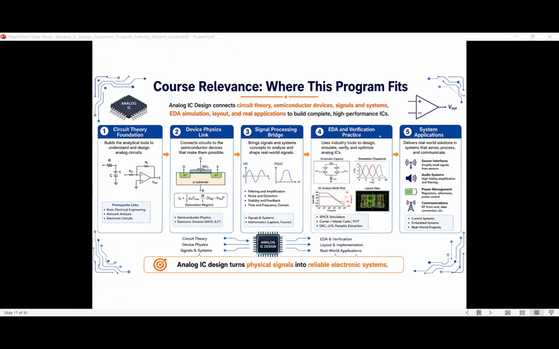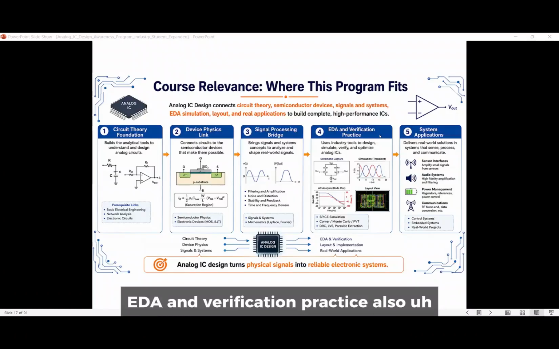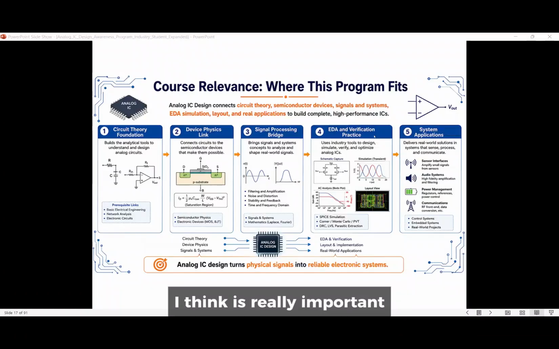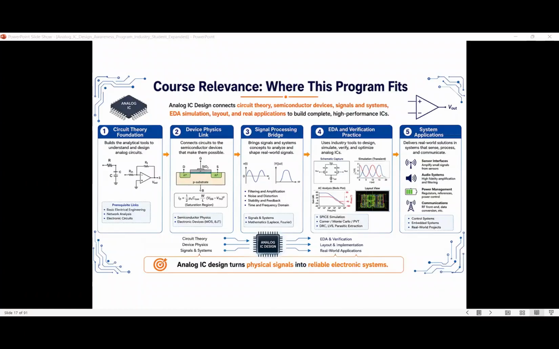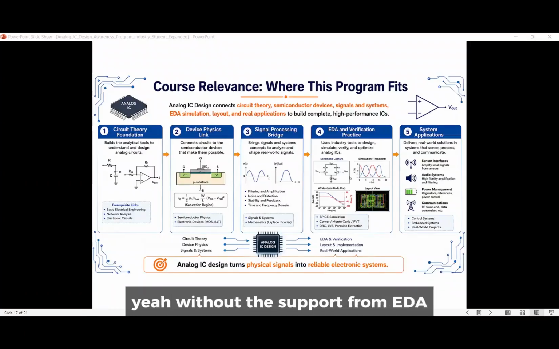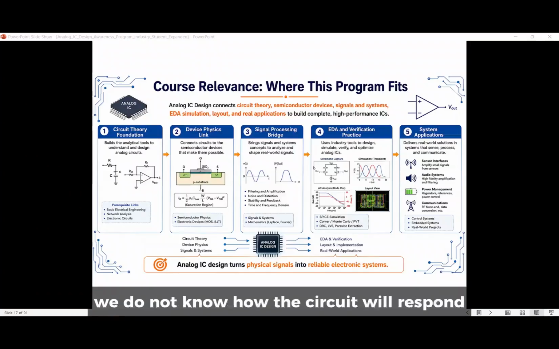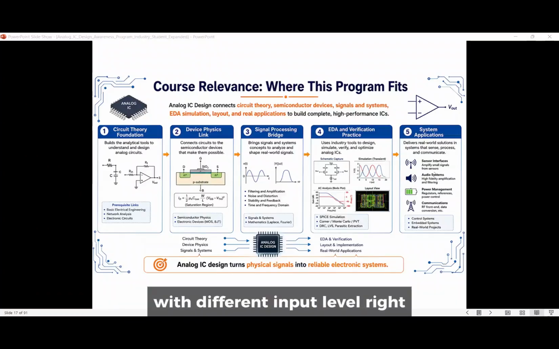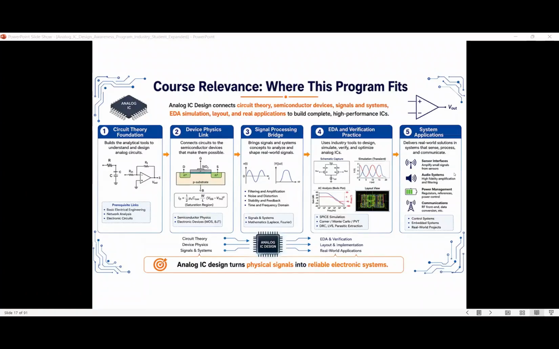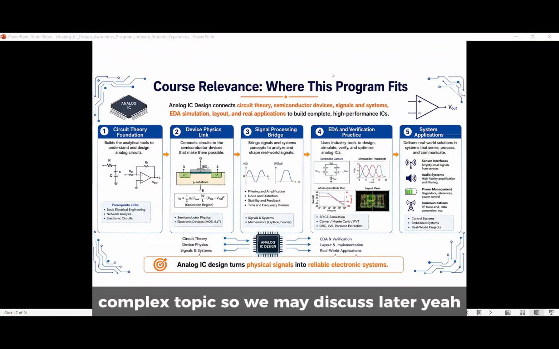EDA and verification practice is also really important, because we must fully understand our circuit. Without the support of EDA, we could only stop at hand calculation. We would not know how the circuit responds to different input levels, right? Okay, system application is a more complex topic, so we may discuss it later.